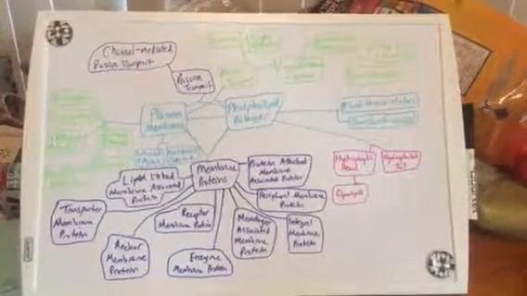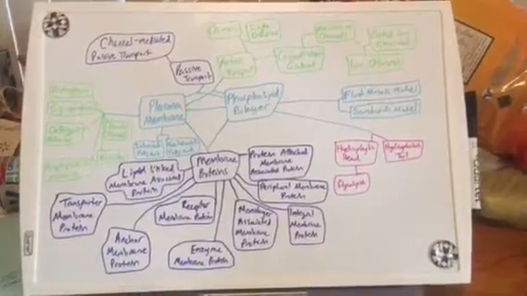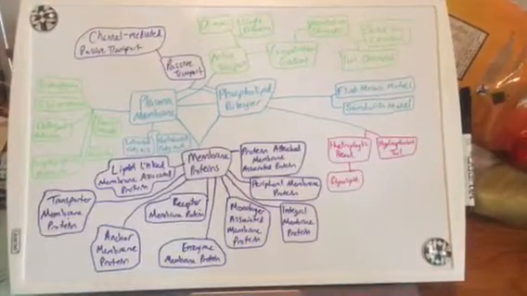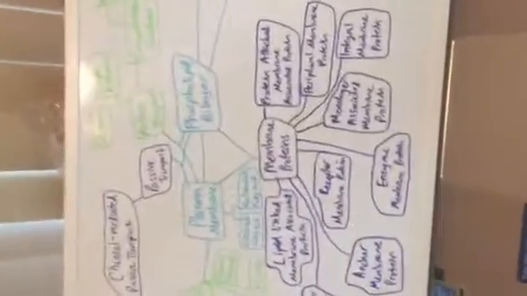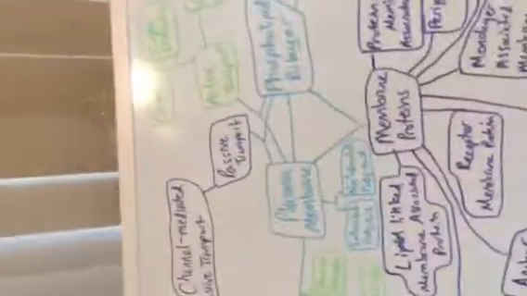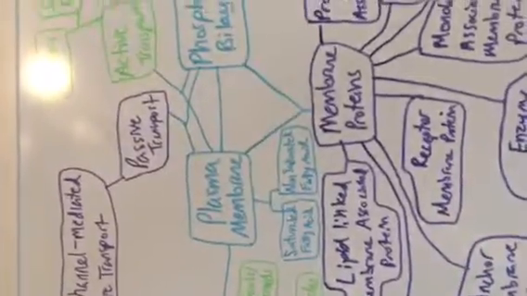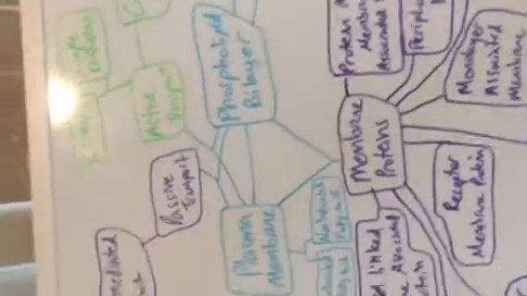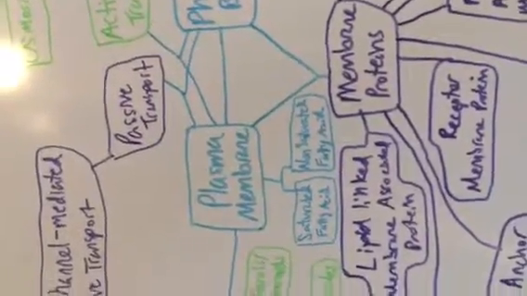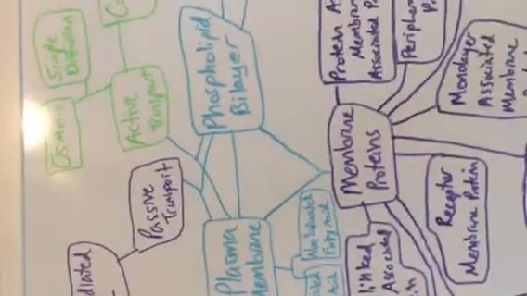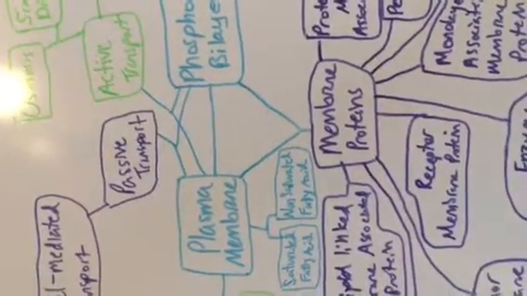Okay, here's the video for my concept map for the membrane structure and function terms. I have it broken down a few different ways, but the main two that it's focused on are the plasma membrane and the phospholipid bilayer. We started with the plasma membrane because the phospholipid bilayer is a part of the plasma membrane.